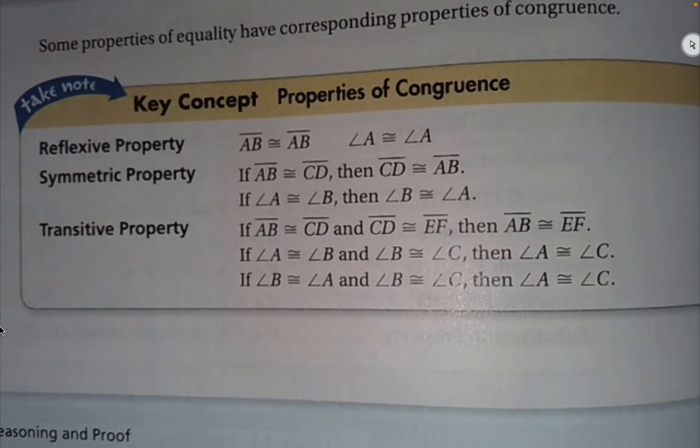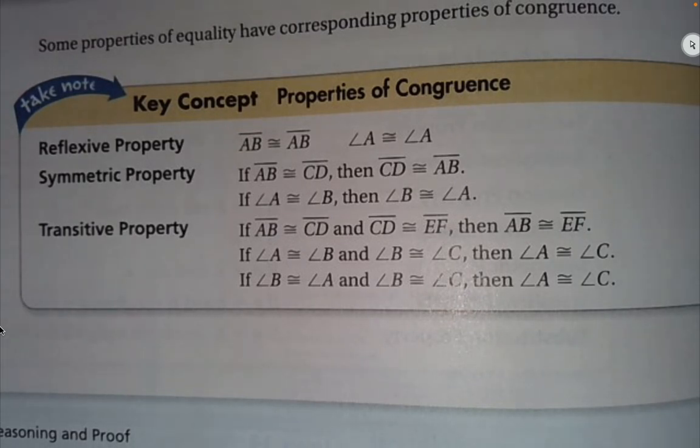The reflexive property just says that segment is congruent to itself, or angle A is congruent to itself. It seems silly, but it's very important. If I had this picture of these two triangles, do you notice that that segment is in the triangle on the left? What else is it in? The triangle on the right. So it's very important. Why is it congruent to itself? Because it's actually in two different triangles. When it's congruent to itself, that's the reflexive property.